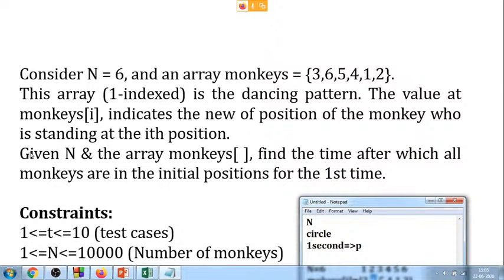And then what are they given? Given n and the array of monkeys. Find the time after which all monkeys are in the initial position for the first time. So let me take you to the explanation part.